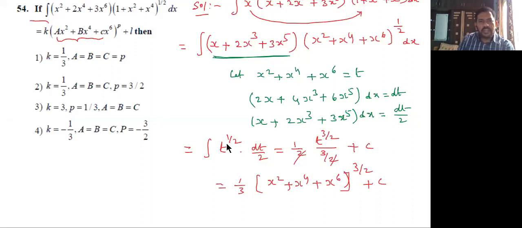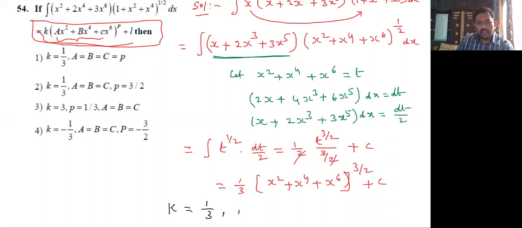Now observe the question on the right hand side, this part. So what is the k value here? By comparing both, the k value is 1 by 3, and the a, b, c values are equal to 1, and power p is 3 by 2. So these are the values. So which option is correct? Second option is correct. Students, have you understood now?